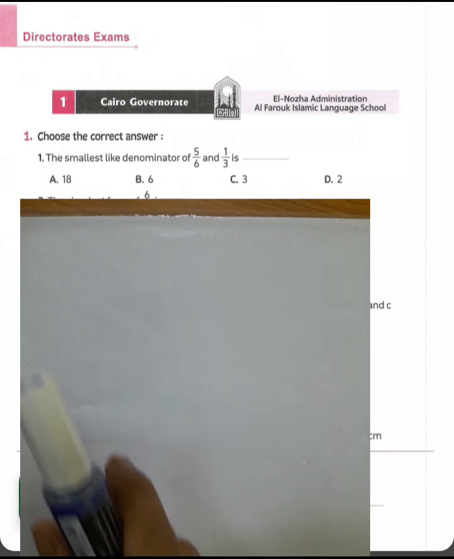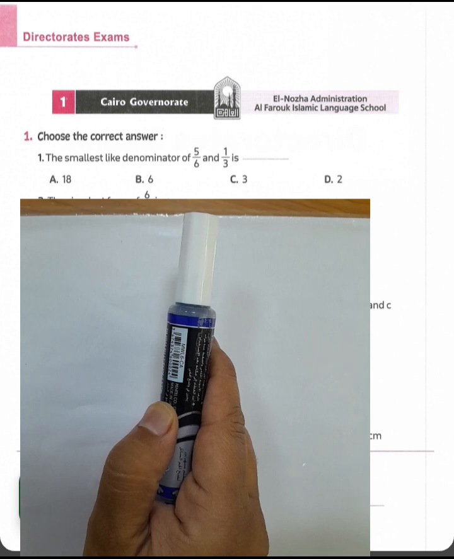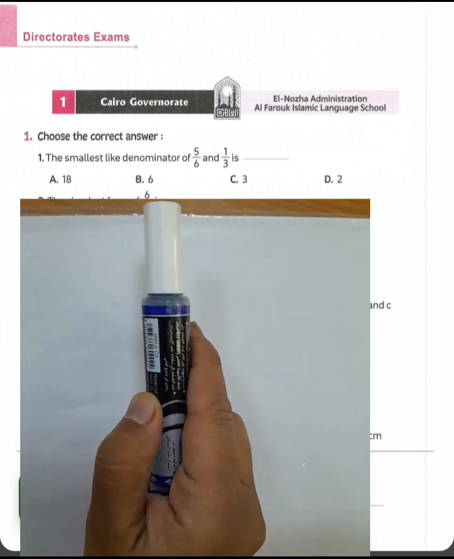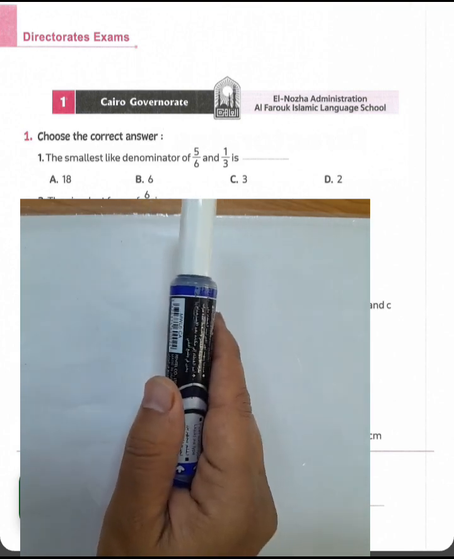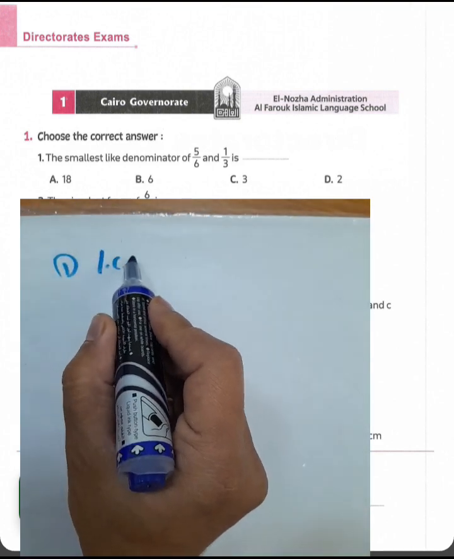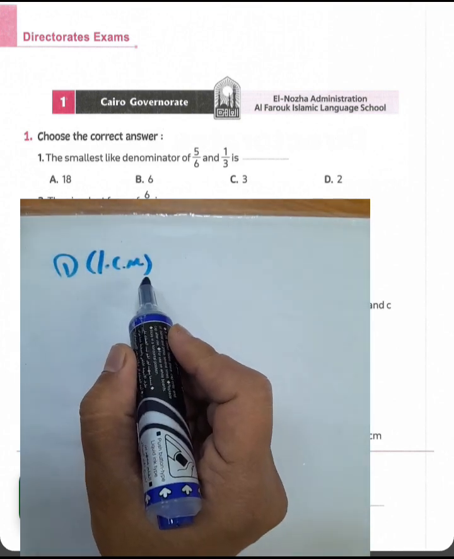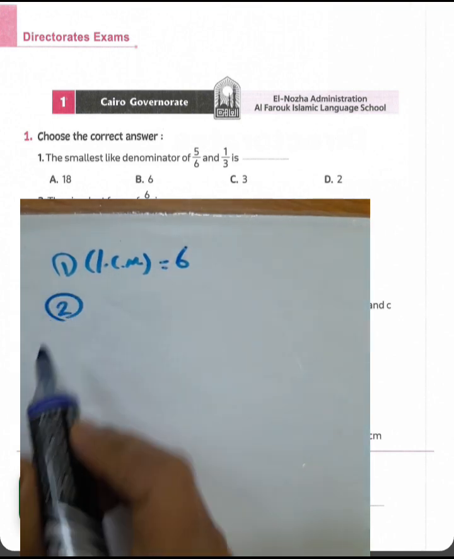Question number 1. Choose the correct answer. The smallest like denominator of 5/6 and 1/3 is 6 because 6 can be divided by 3. Then the least common multiple between the two denominators will be 6. The least common multiple, meaning the smallest like denominator of 6 and 3, will be 6. That was question number 1.